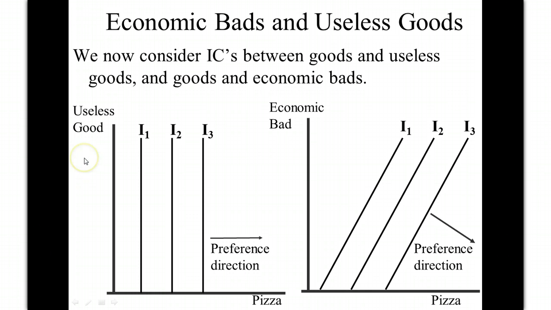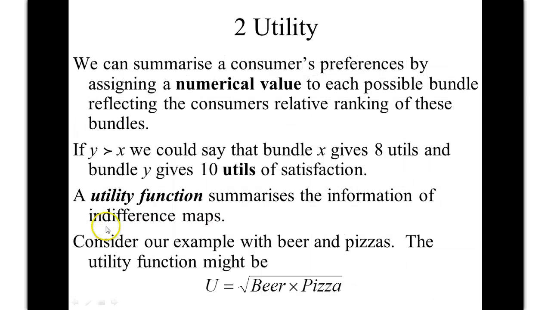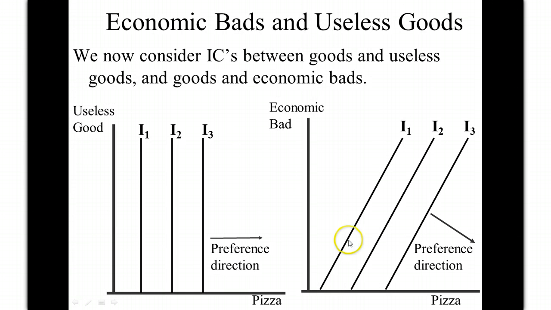So the useless good offers no utility, or there may be economic bads, goods where their consumption or existence reduces utility. And again, with these, having more of the economic bad reduces utility. So the preference direction is away and down to the right. In general, we look at indifference maps between two economic goods, two goods that offer positive utility.